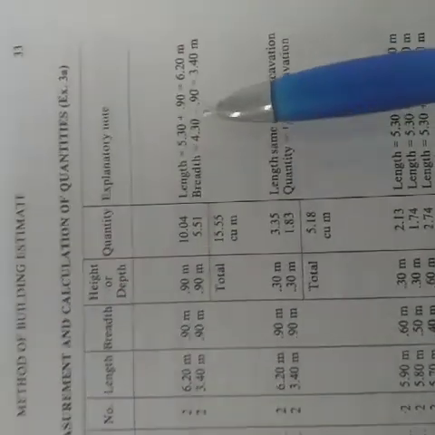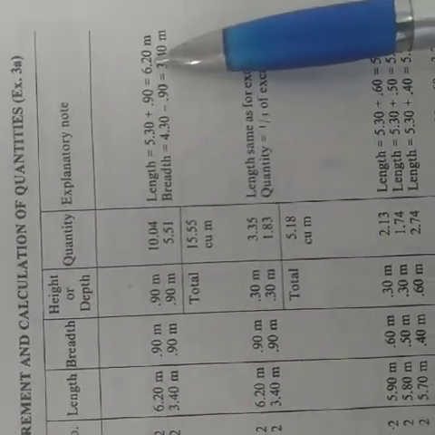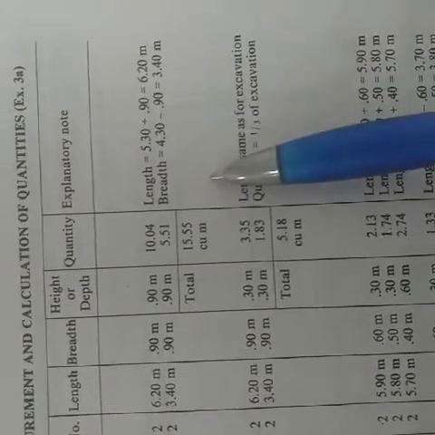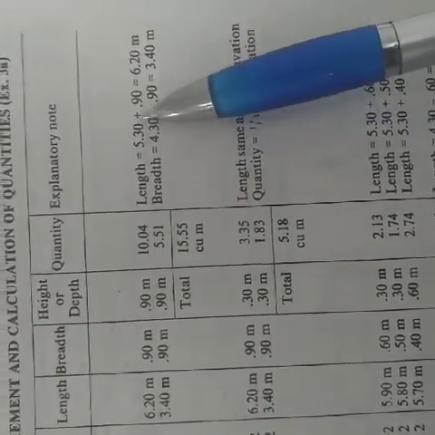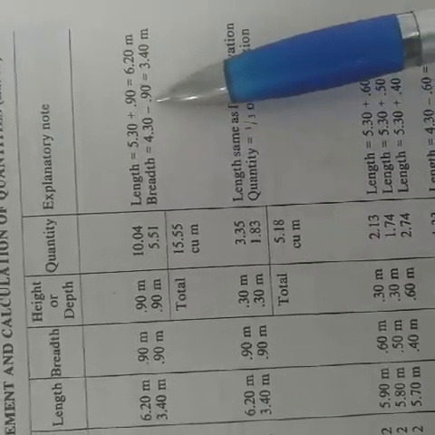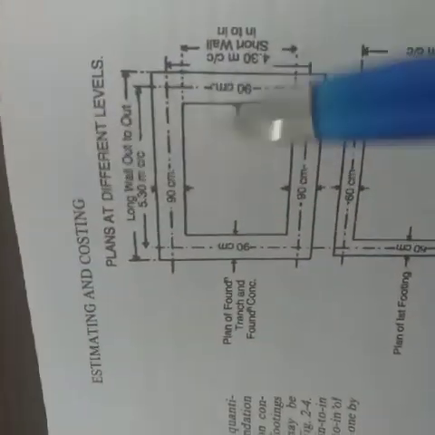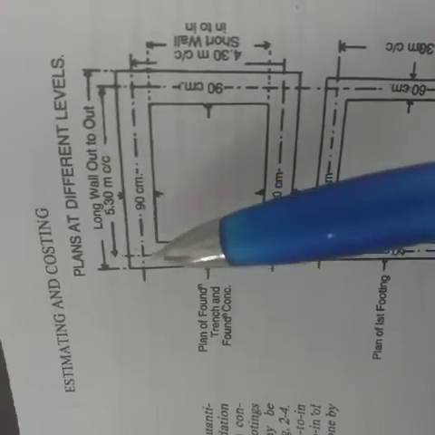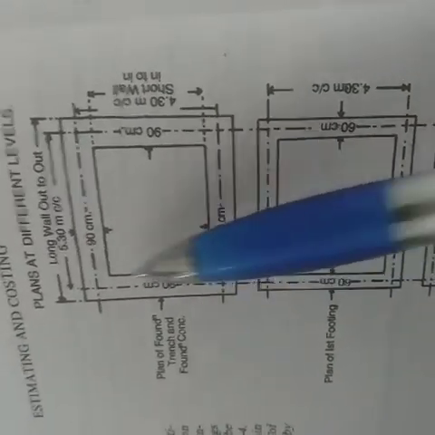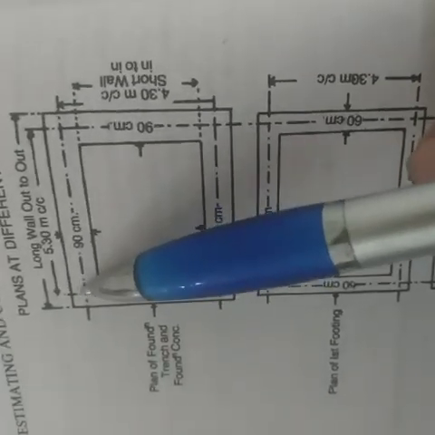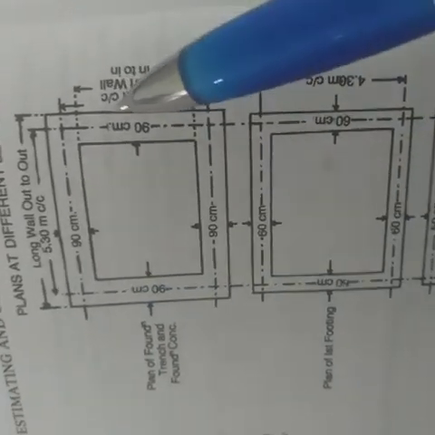Okay, so 5.3 plus 0.90 is 6.20 meter, and 4.30 minus 0.90 is 3.40 meter. Why did we add 90 centimeter here and subtract here? You can see clearly. You have to excavate this complete area. So while you calculate for the long wall, you just add this thickness. Oh sorry, this is the short wall now.